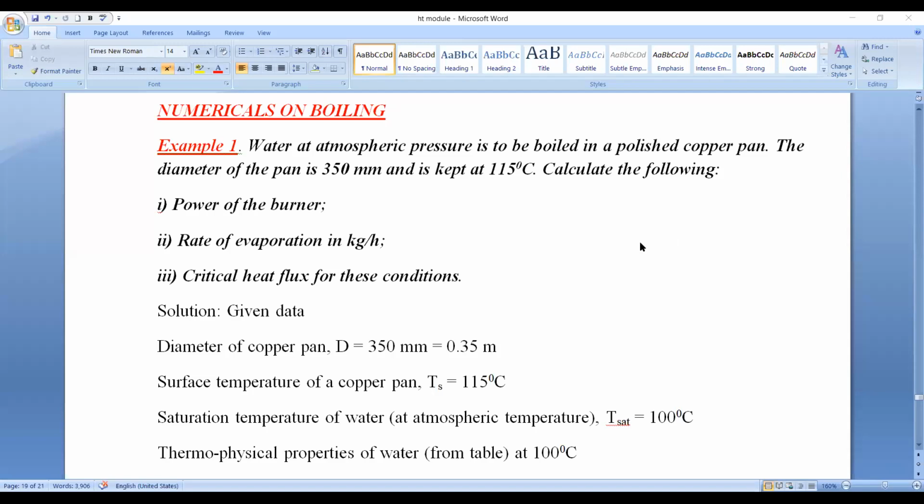In today's lecture, we will solve some numericals on boiling. So this is lecture number 3. In lecture number 1 and lecture number 2, we have seen the definition of boiling, the different forms of boiling, and also the regimes of pool boiling, which is also known as the boiling curve. In today's lecture number 3, we will solve a numerical on boiling.